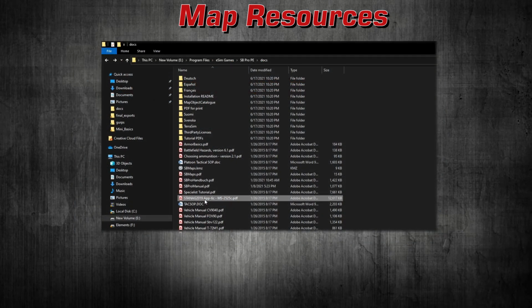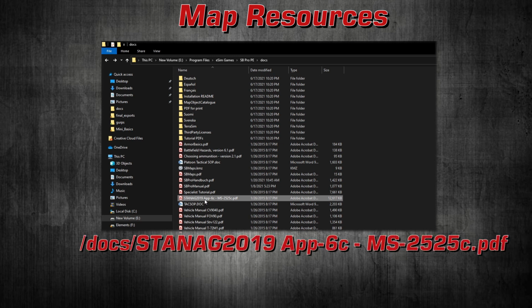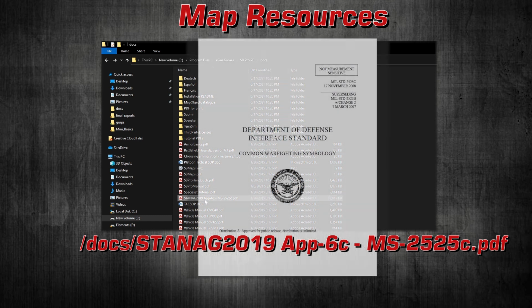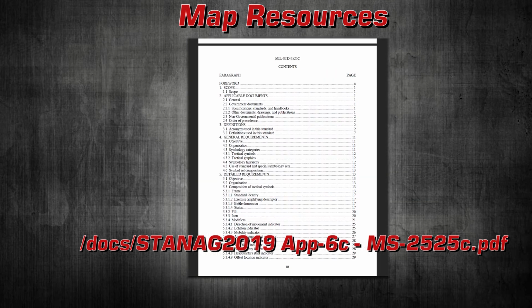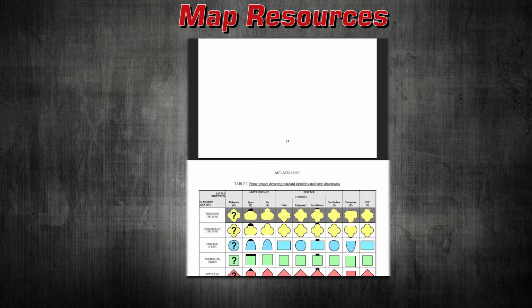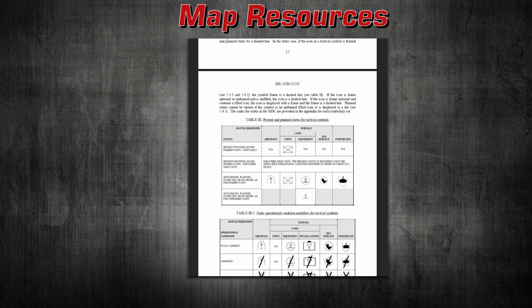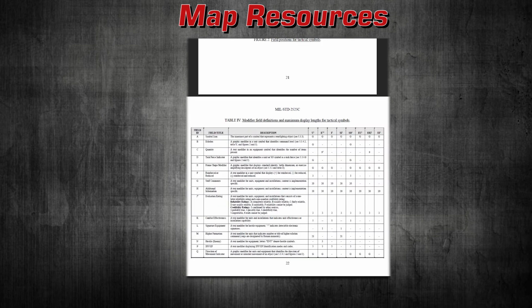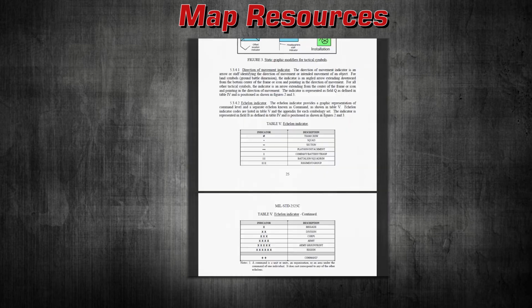Not everyone who is a SteelBeast user is familiar with NATO map symbology. Not to worry, we have a guide for you in the Docs folder entitled STANAG 2019 App 6C MS2525C. This document will explain the map symbols used in SteelBeast, as well as common acronyms and abbreviations.